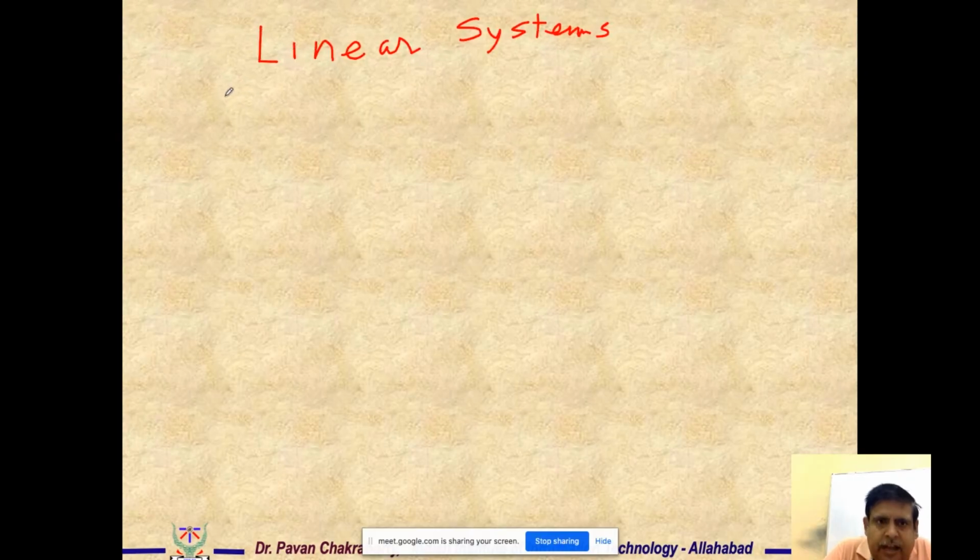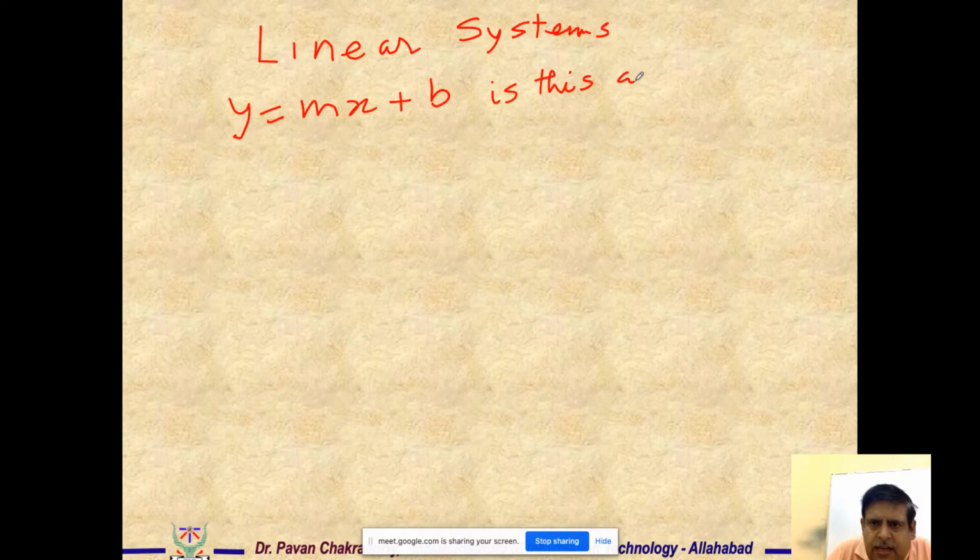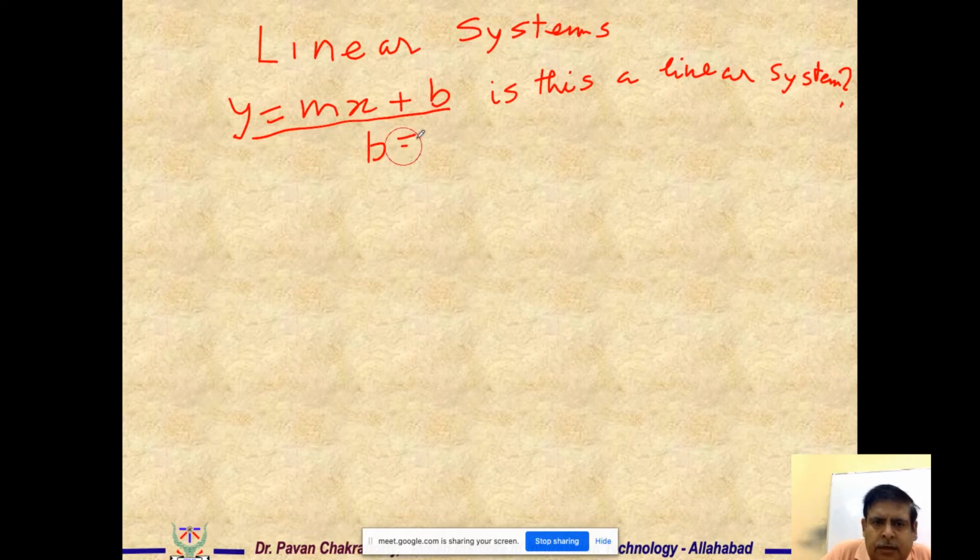If I have an equation which is given as y is equal to mx plus b, is this a linear system? This is not a linear function. This becomes a linear function only when b is equal to 0.